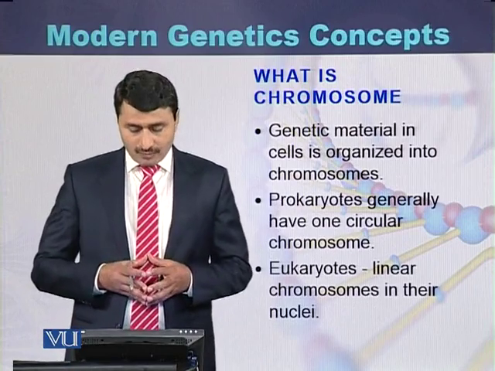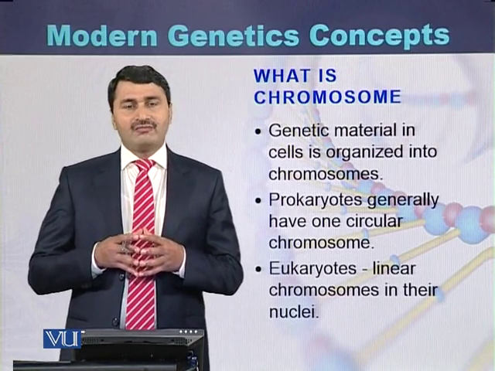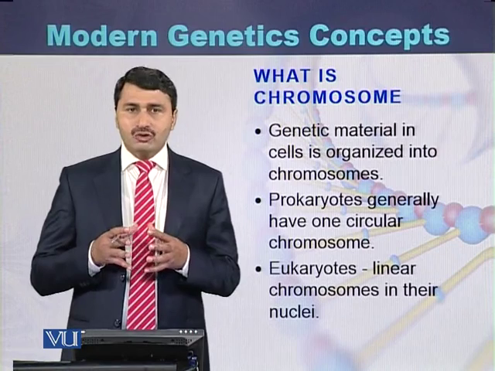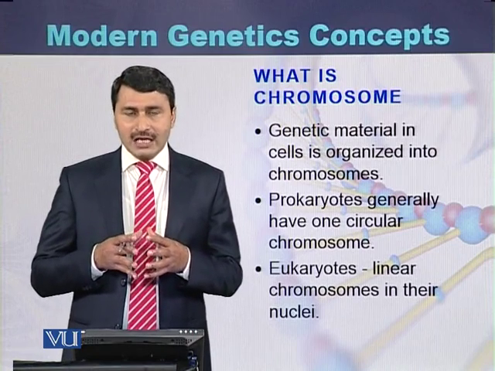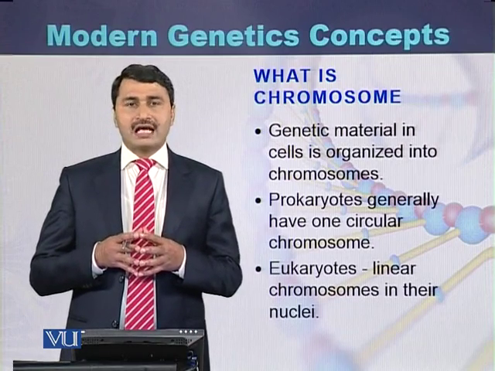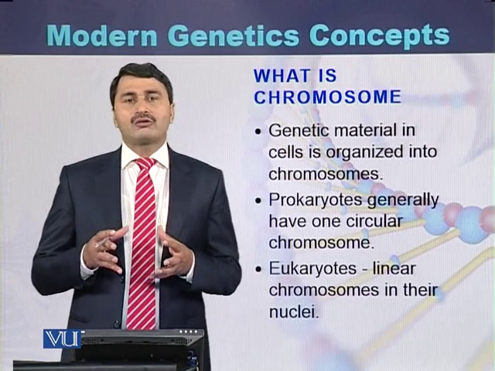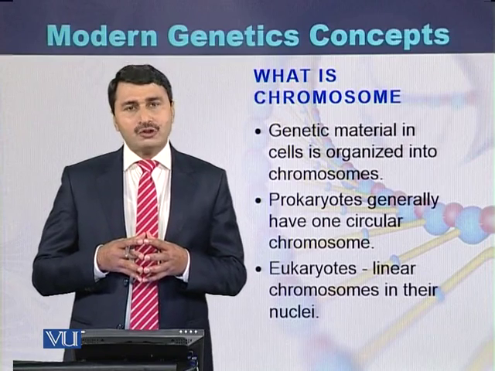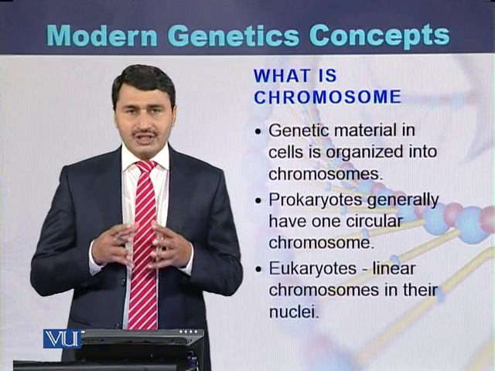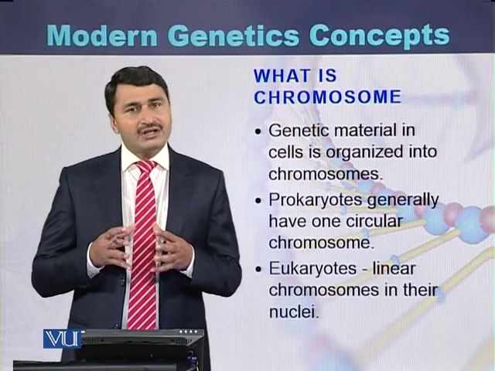So what is a chromosome? A chromosome is a genetic material or a specialized structure which is present in the nuclei of the eukaryotic cell. Chromosomes are also present in the cytoplasm of prokaryotic cells. In prokaryotic cells, there is generally a single circular chromosome, while in eukaryotic cells, there are multiple linear structures which are called chromosomes. The number of chromosomes varies in different species.